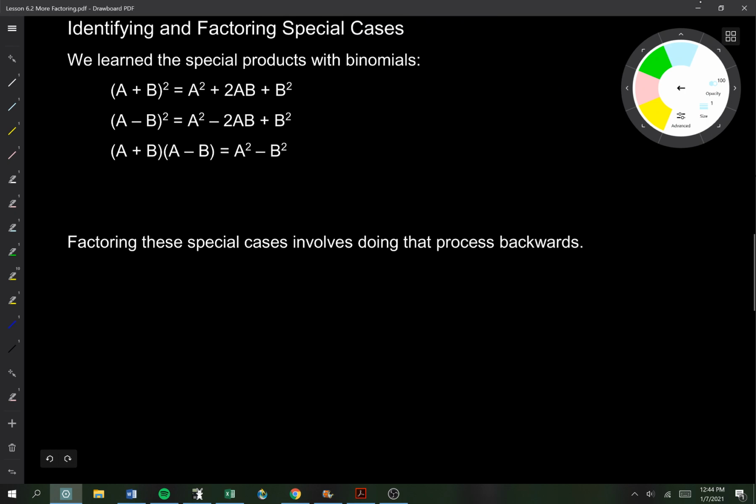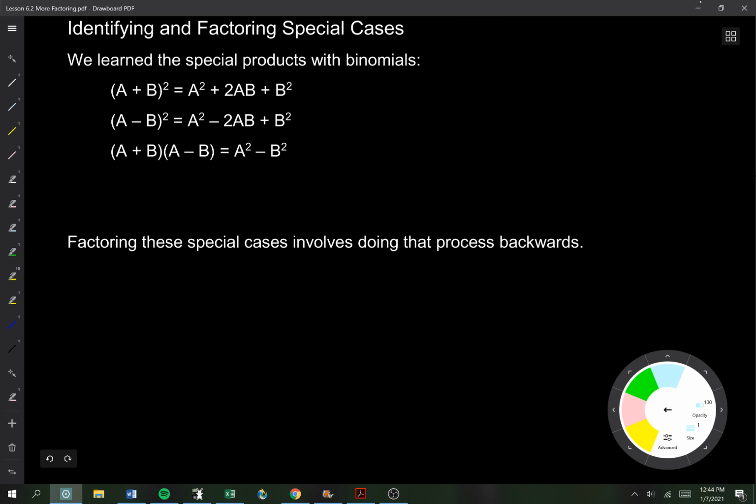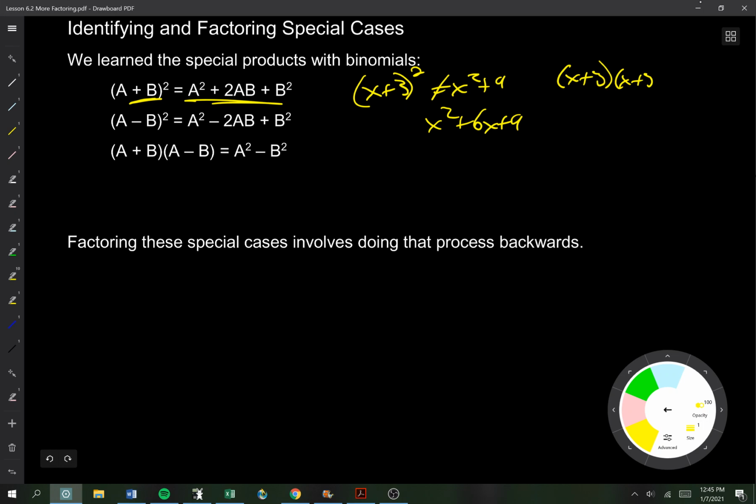There's some faster ways to factor, though. Those are called special cases. Special cases we talked about with multiplying earlier in the year. We know that a plus b squared equals a squared plus 2ab plus b squared. Like if I have x plus 3 squared, that is not x squared plus 9. It's x squared plus 6x plus 9, because you have to do x plus 3 times x plus 3, and you have to do your foiling.